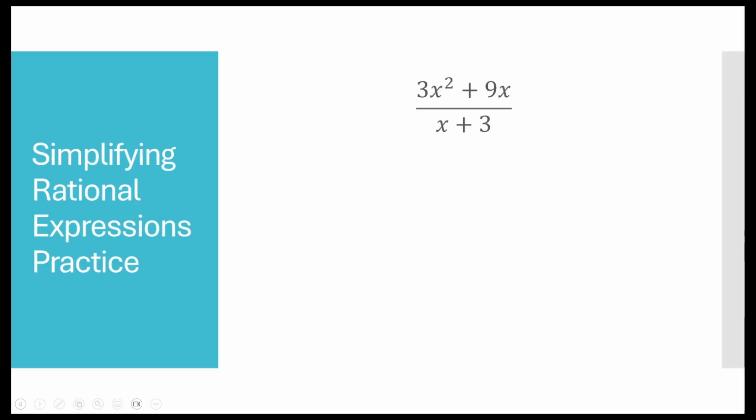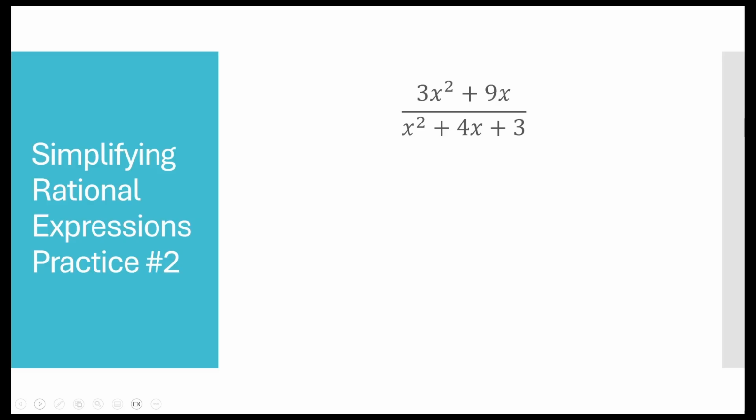So here's a practice one. Let's look at that top, that numerator, and look for a common factor. It looks like 3 and x go into both of those. So if I divide those out and see what's left, 3x squared divided by 3x leaves me an x. 9x divided by 3x leaves me just 3. And now I've got x plus 3 over x plus 3 cancels right out, and I've just got 3x.